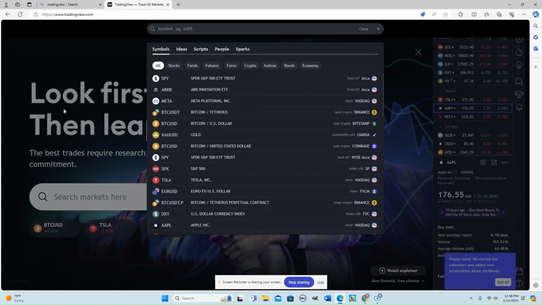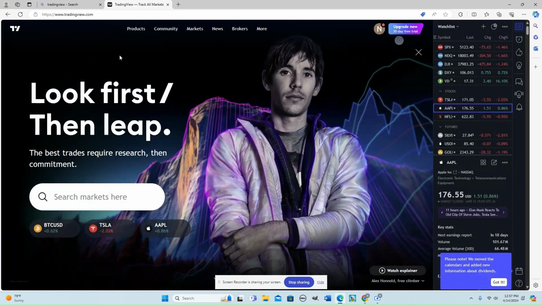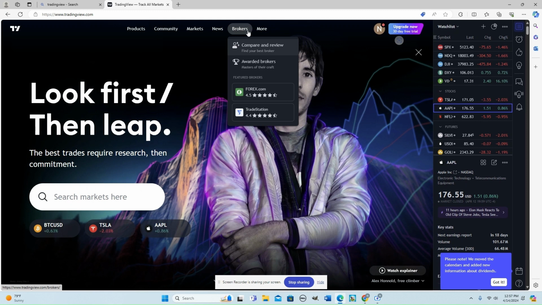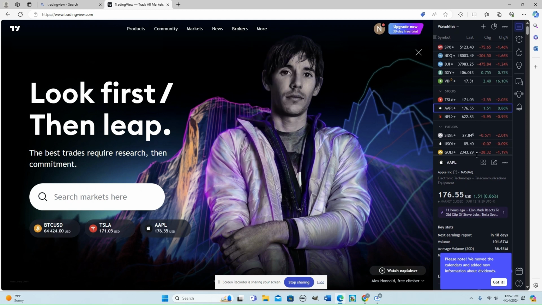Anyway, go to tradingview.com, and here you can basically search up any currency, fiat. You can search up any market: New York Stock Exchange, Chinese markets, European markets. You can find pretty much any ticker: stocks, ETFs, cryptos, etc. So again, this is just what the home screen looks like. You do have a community, markets, news, brokers, stuff like that. Over here, you can customize pretty much all of this.